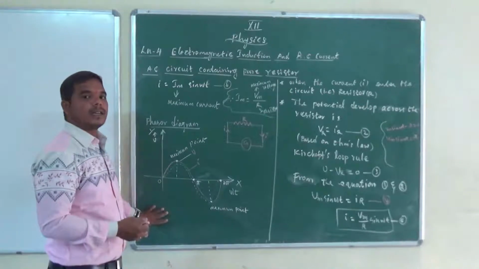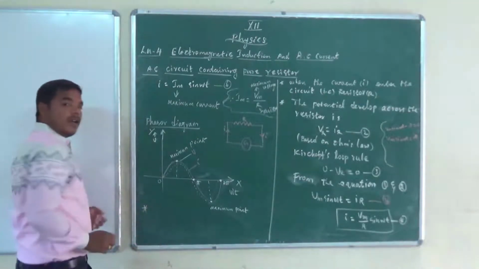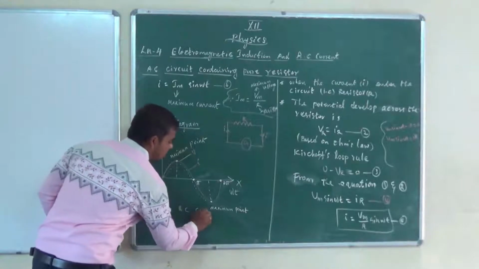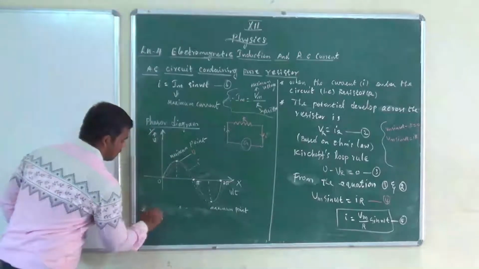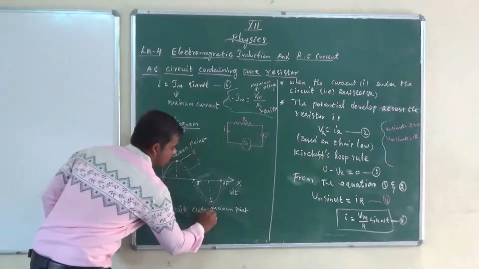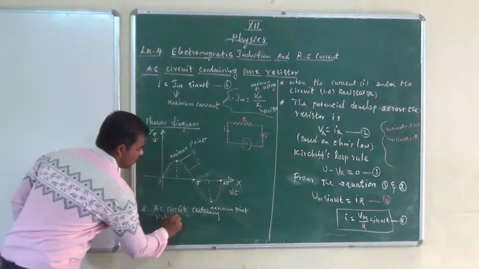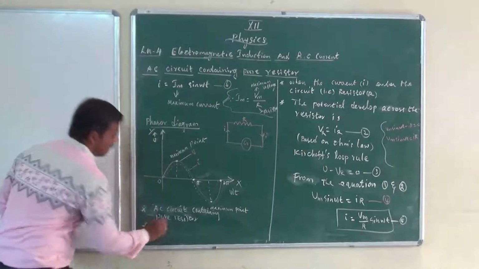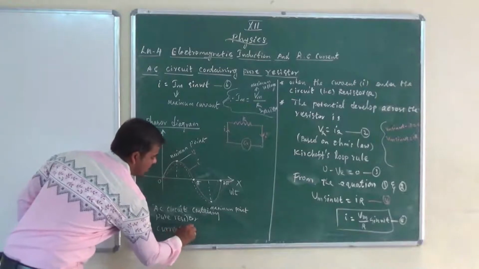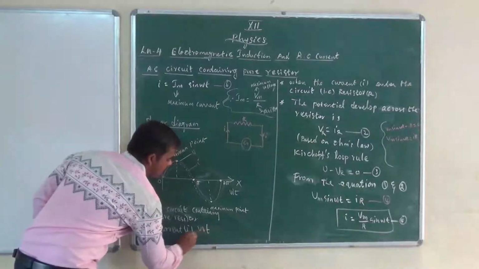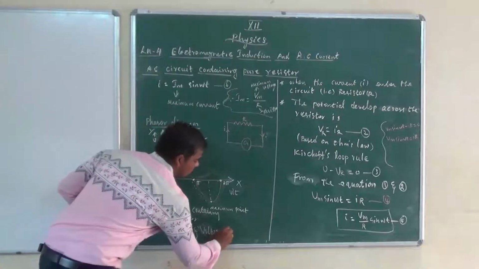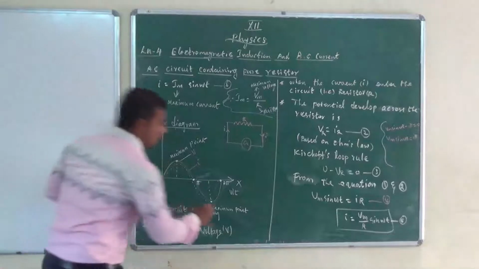From the diagram, we can give the conclusion. What is the conclusion? When current flows in the AC circuit containing pure resistor, current and voltage are in phase with each other, current represented by symbol I and voltage by V. Both are in phase with each other.